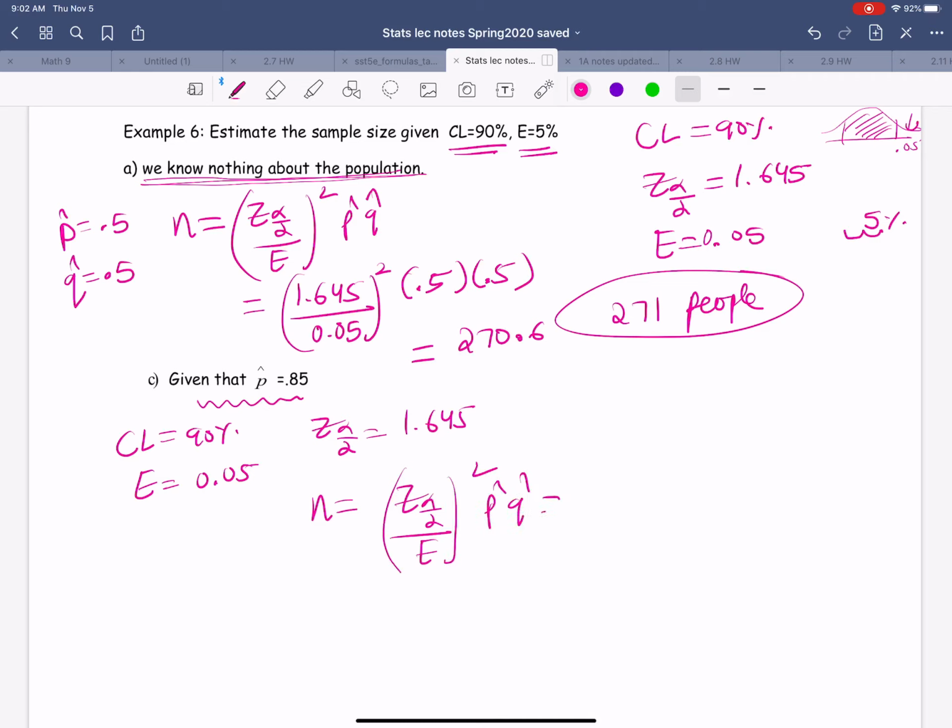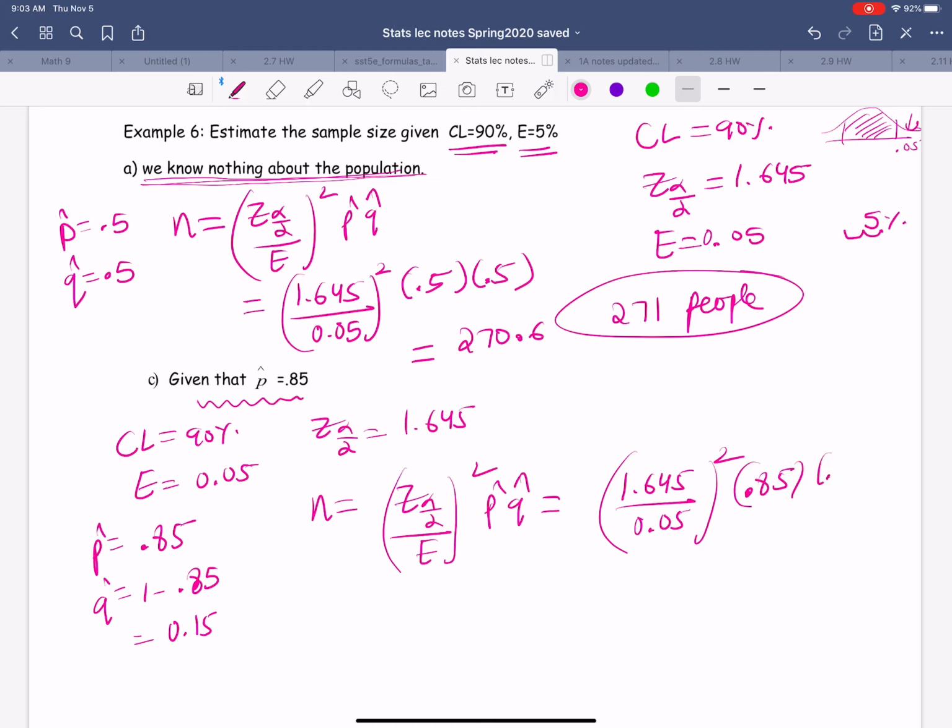We know p hat and q hat in this case. p hat is given to me. p hat is 0.85. q hat is not given, but we know q hat is 1 minus p hat, and that's going to be 0.15. So let's go ahead and plug everything into the formula. We have (1.645 divided by the margin of error 0.05) squared times 0.85 and 0.15. That turns out to be 138.07. So we would have to survey 139 people.